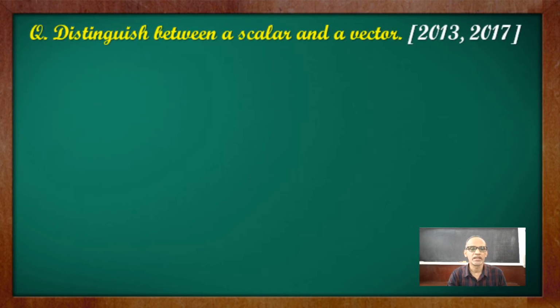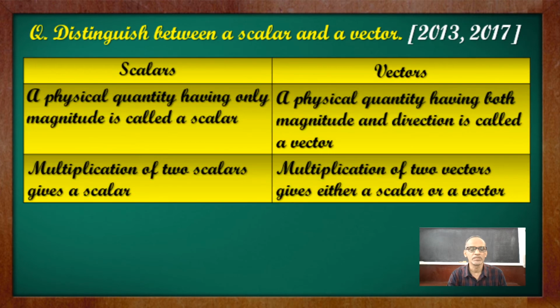Distinguish between a scalar and a vector. What are the differences between scalars and vectors? This is an important question. It has appeared twice in the examination. And there are two differences that we can write for scalars and vectors. One of the differences is the definition itself. A physical quantity having only magnitude is called a scalar, whereas a physical quantity having both magnitude and direction is called a vector quantity. The second difference, when we multiply two scalars, we get a scalar quantity.